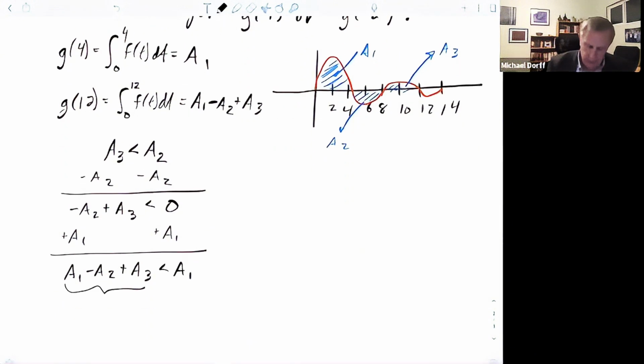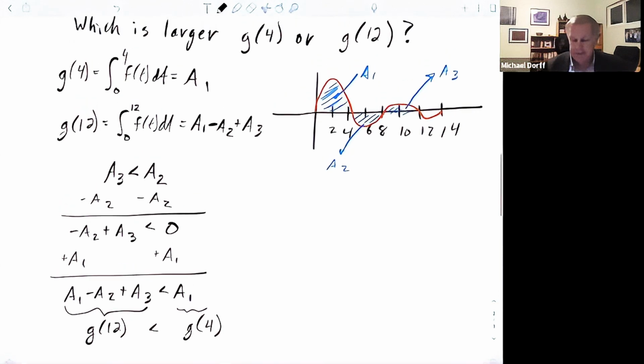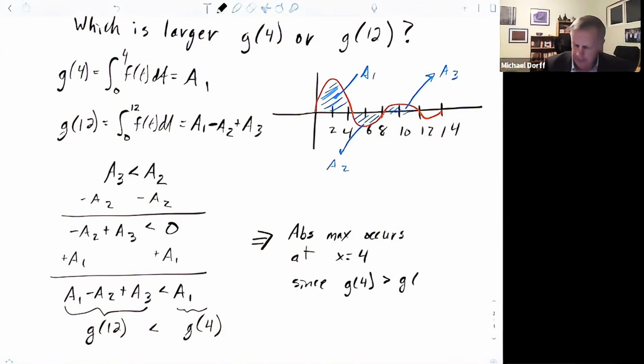Well, what is A1 minus A2 plus A3? That's g of 12. And what's A1? That's g of 4. So this is saying g of 12 is less than g of 4. And that should make sense if I look at the graph, because A1 gives me the most area. Then I'm going to subtract off a little bit of area for A2 because it's below the t-axis, and I'm going to add some A3. So the original A1 is going to be larger than A1 minus A2 plus A3. So what does this all tell me then? This gives me that the absolute max occurs at x equals 4, since g of 4 is greater than g of 12. All right, that's B.